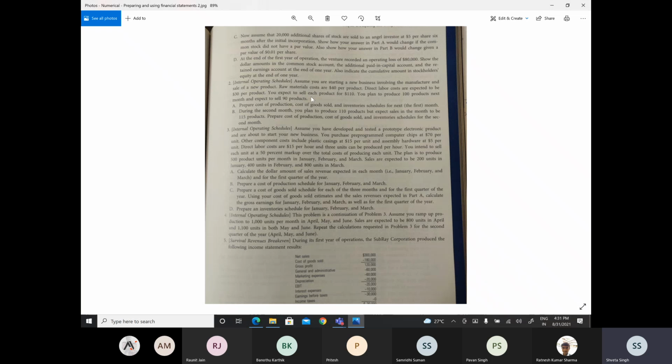Then the fourth part: at the end of the first year of operation, the venture recorded an operating loss of $80,000. Show the dollar amount.